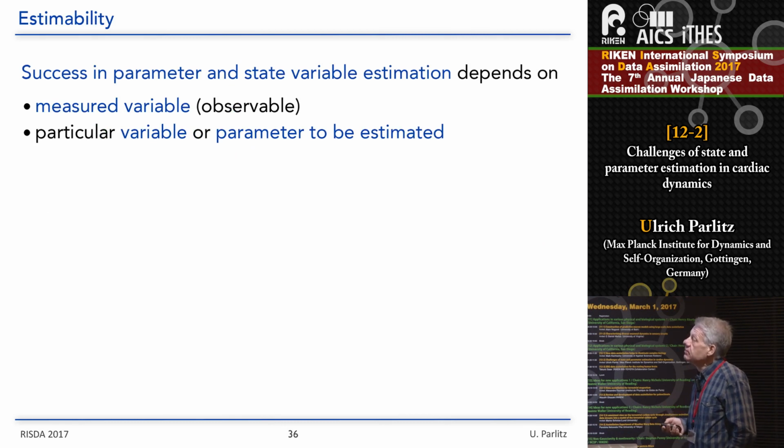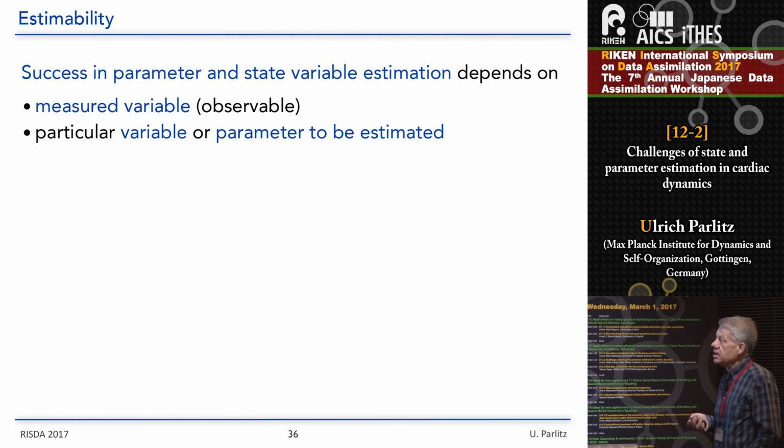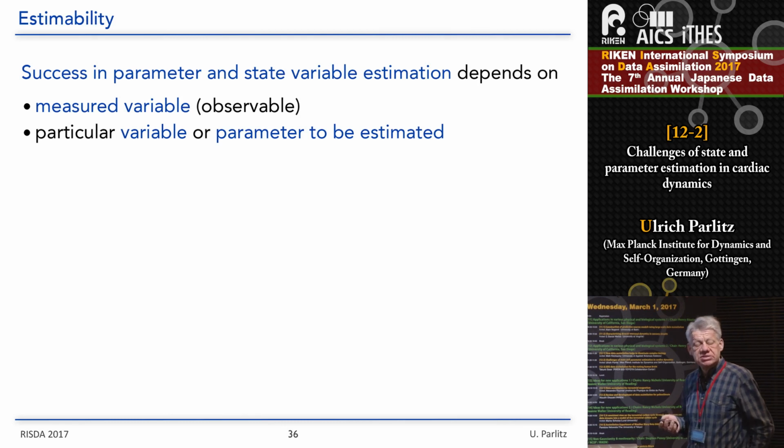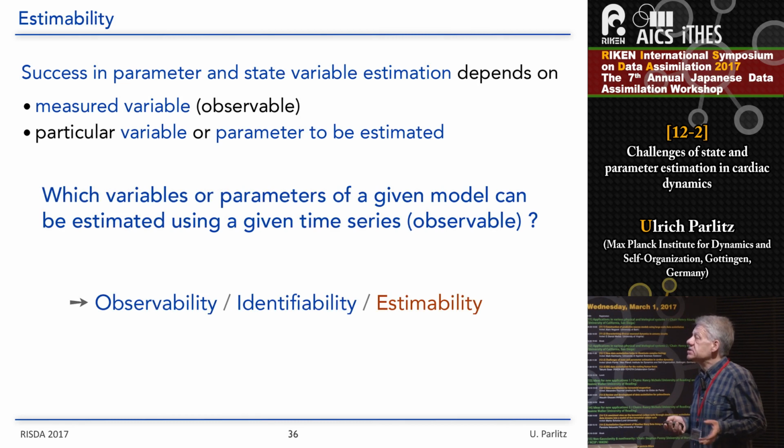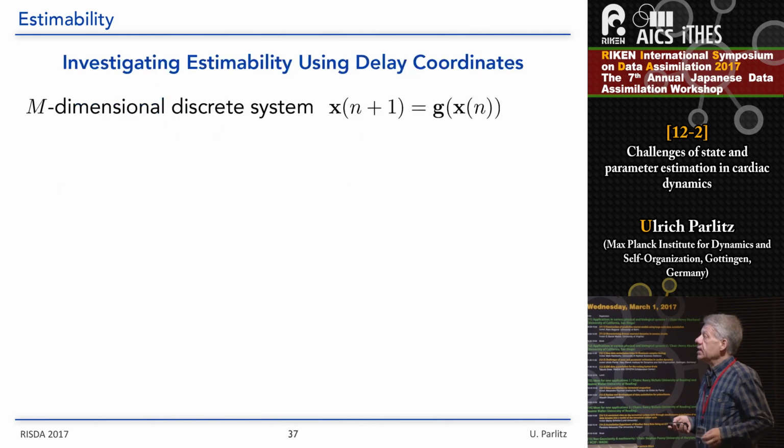And we studied several cases, and I think it's well known that the success in parameter and state estimation depends on the measured variable, the observable, which is available, and of course also on the particular variable or parameter you want to estimate. And the question is, which variables or parameters of a given model can be estimated from a given time series? And to answer this question, we want to employ the so-called delay coordinates map.